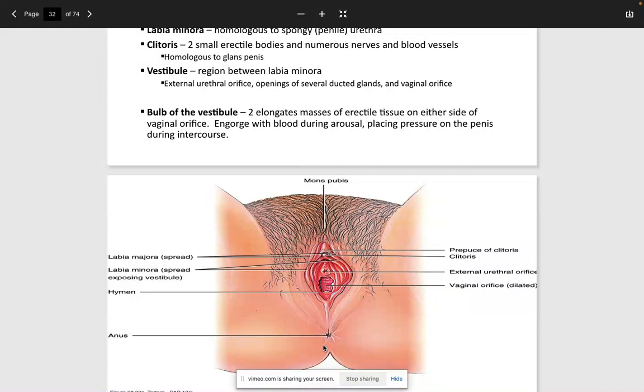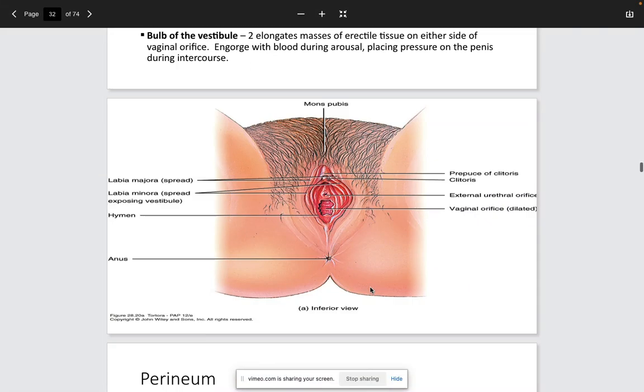As you can see, males have a much different anatomy. Their urethra is in a different relationship to the anus. Therefore, you're less likely to get UTIs. Again, this is the vaginal orifice and the external urethral orifice as well.